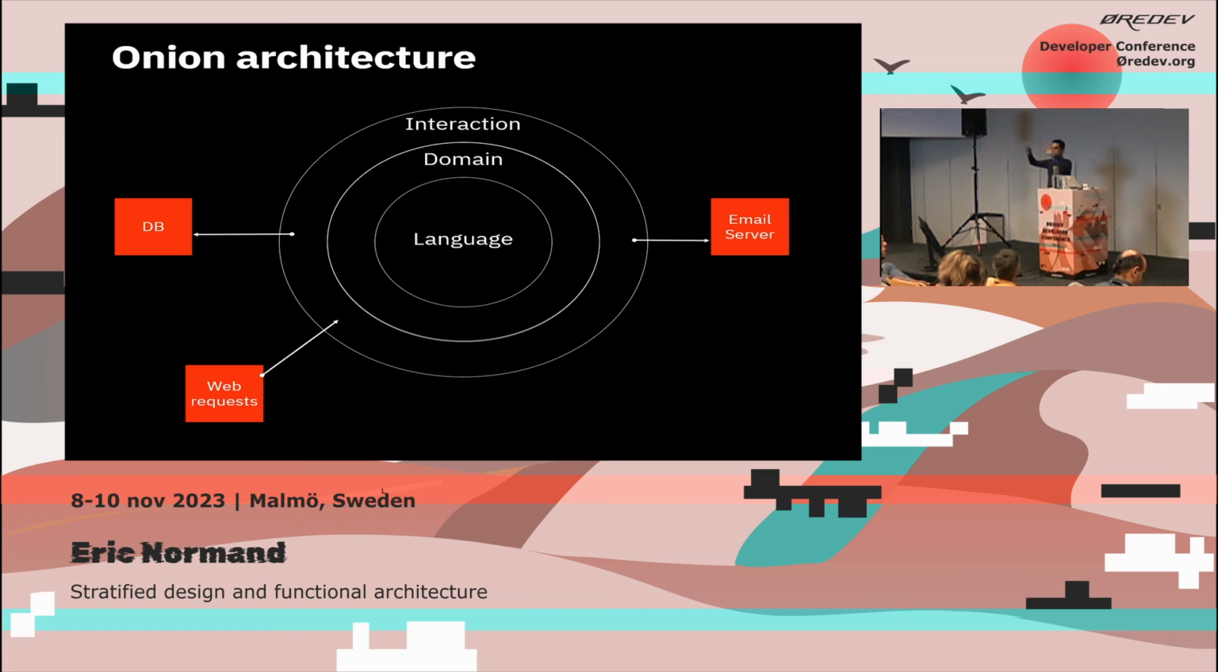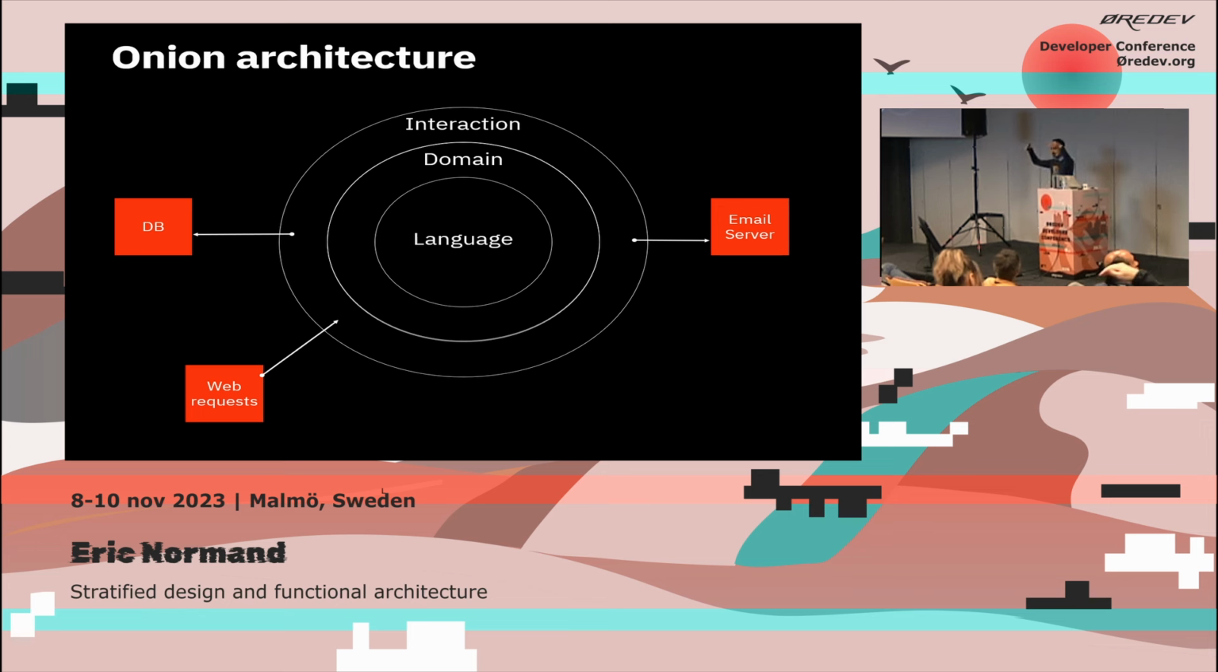And then we take those lines and we make them circles. And so we get this onion-shaped, multi-layered, concentric circle thing. So our interaction layer talks to the database, talks to the email server. It's getting web requests in. And then inside of that, we've got a domain layer and then a language layer.